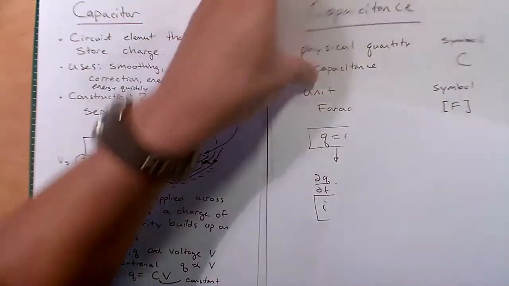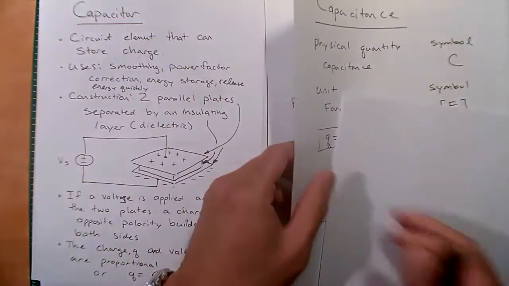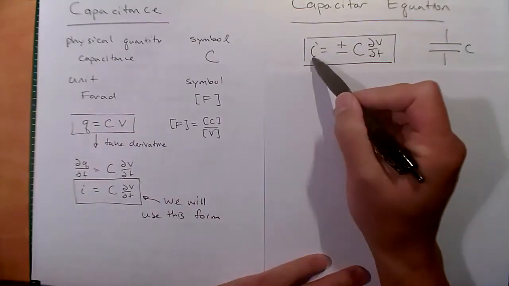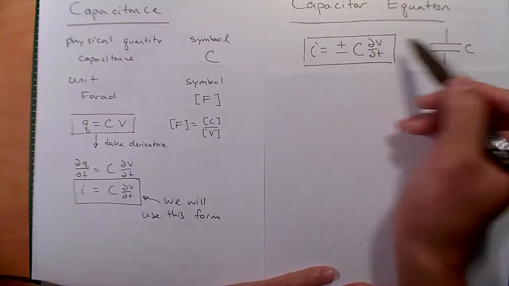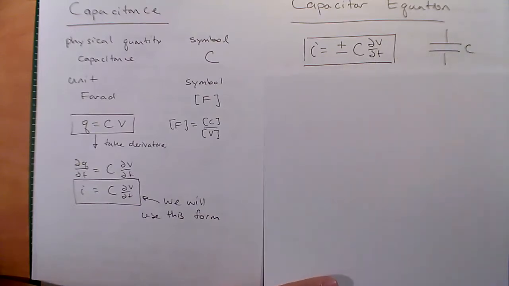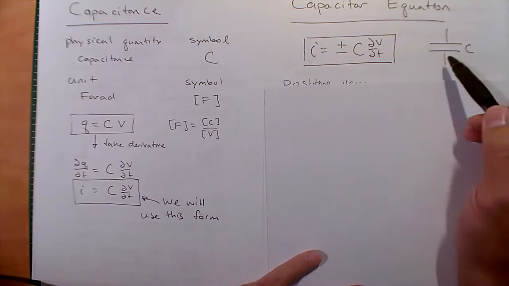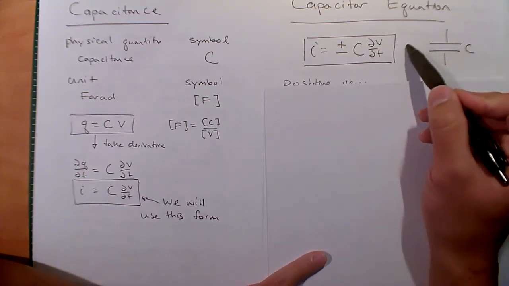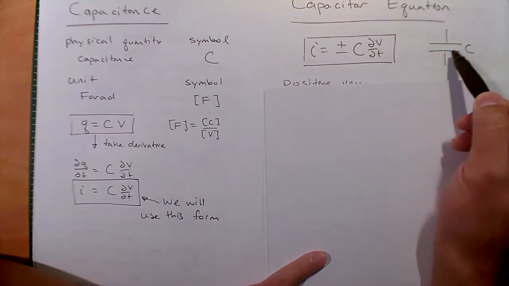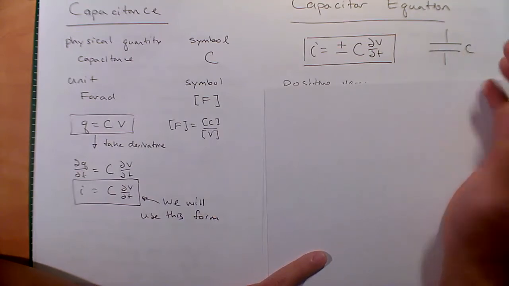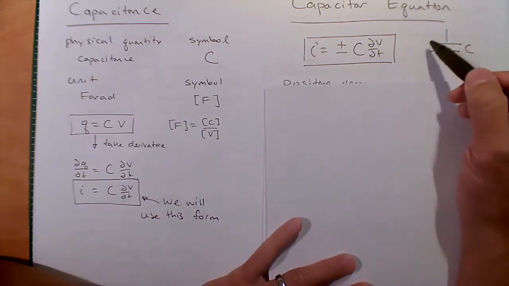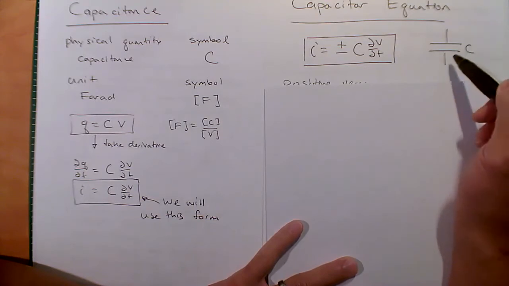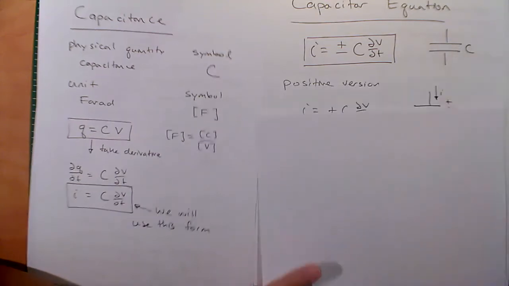And so let's look at the form again, but a little bit more closely in the context of how we will use it to analyze circuits. I equals plus or minus C dV/dt. And here's your symbol for a capacitor. It's just two parallel plates. Now, like I said before, don't confuse the symbol with a voltage supply, because sometimes a voltage supply will have a longer line here. You've got to be careful when you look at an electrical diagram and make sure you're understanding the context. But in this case, for our class, a capacitor has two parallel plates.